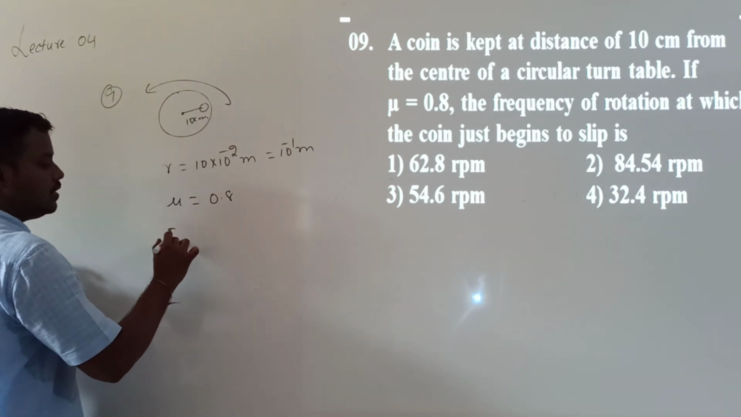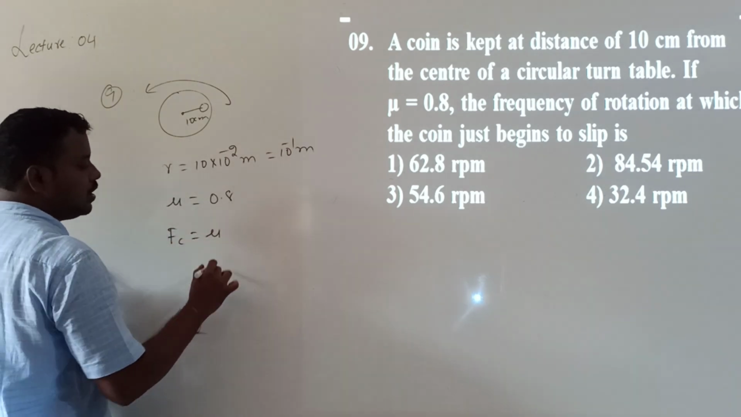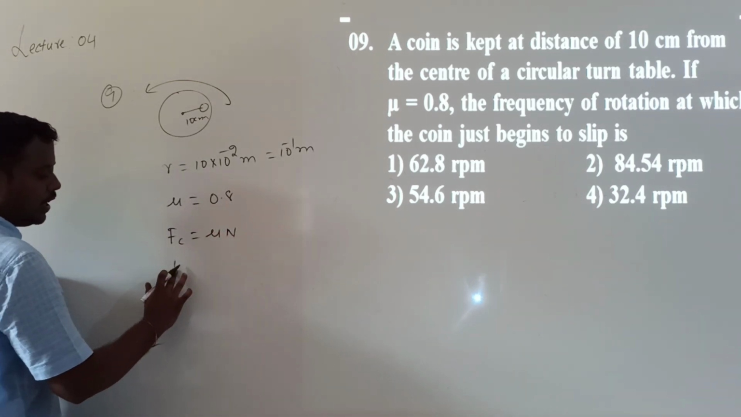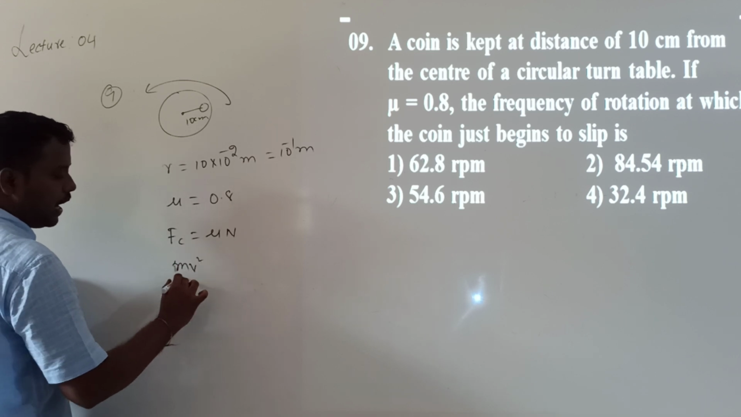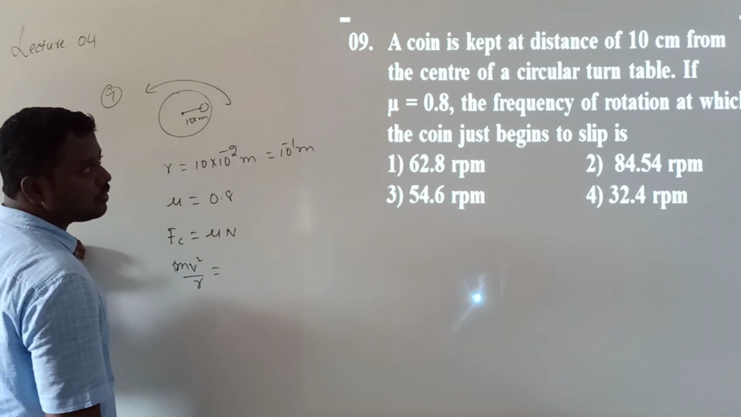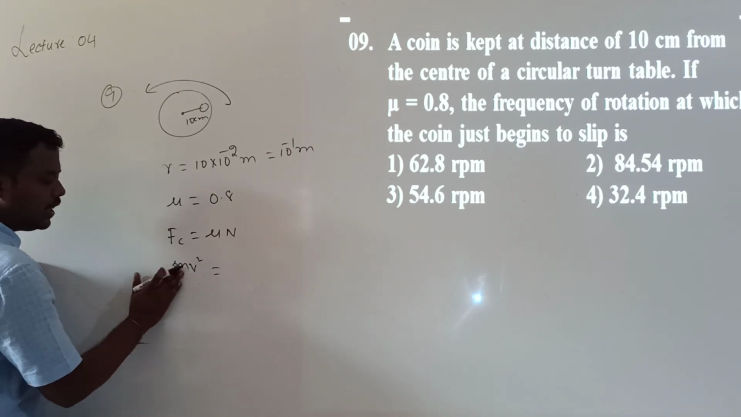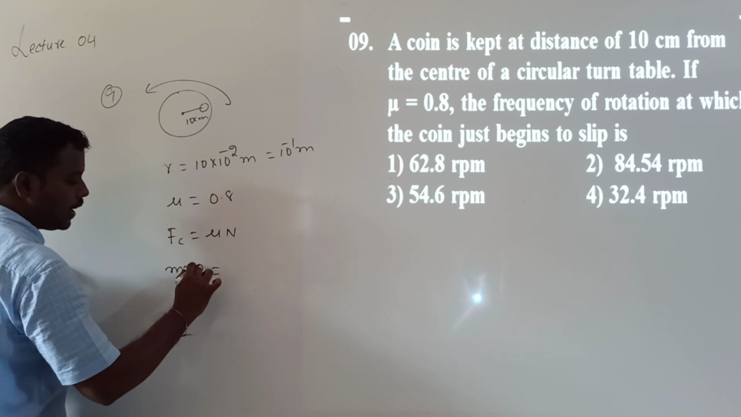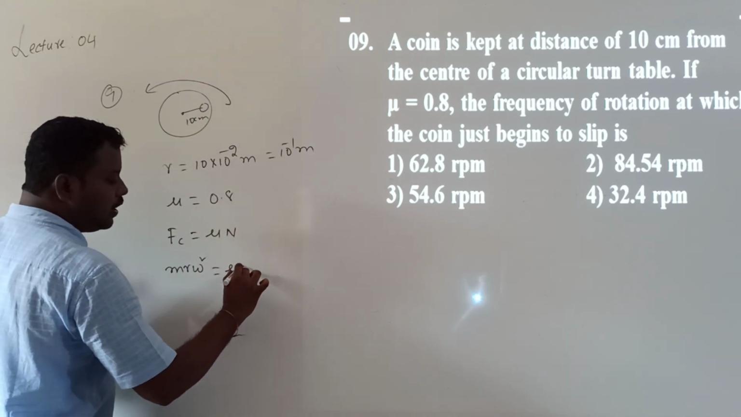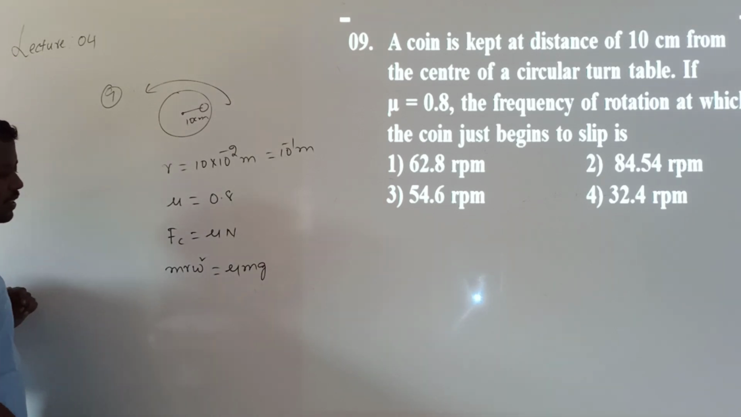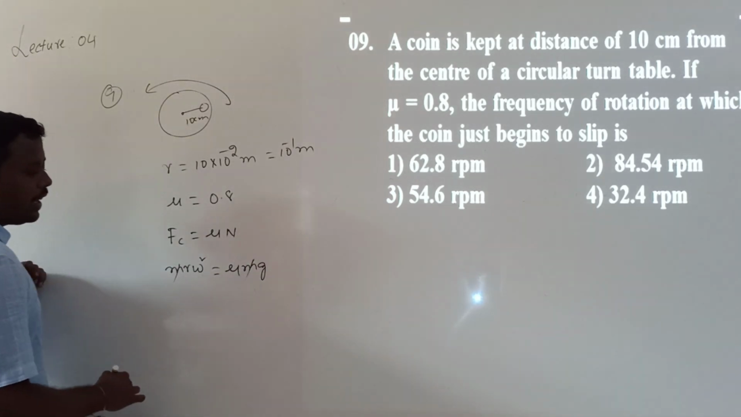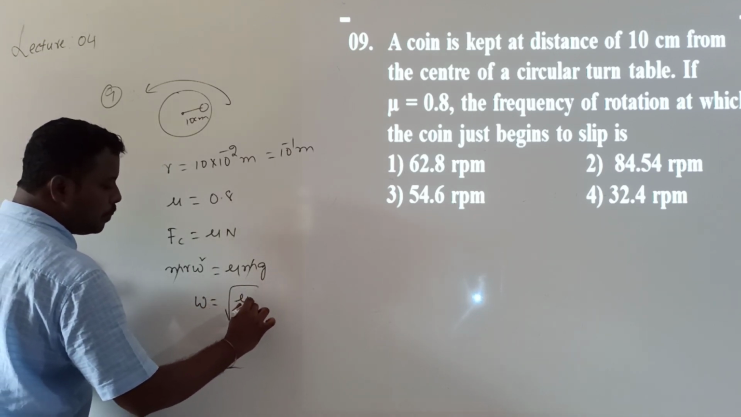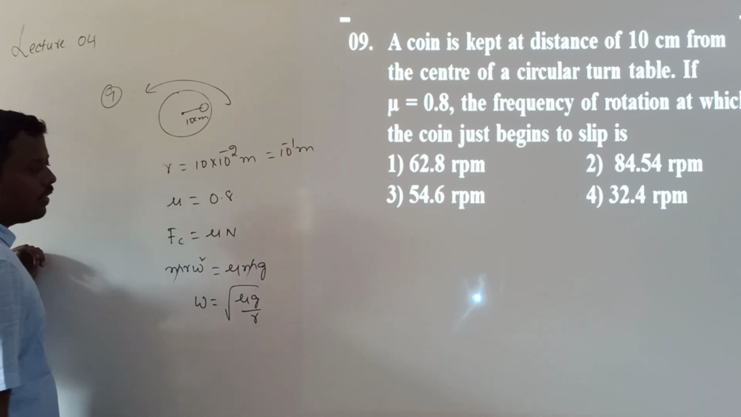I told you the centripetal force is provided by the frictional force, which is mu into m g. What is the formula for Fc? m v square by r. Otherwise I can also write, because here I want a frequency, m r omega square equal to mu into m g, since normal reaction is equal to weight. So m cancels. Then omega is equal to root over mu g by r.